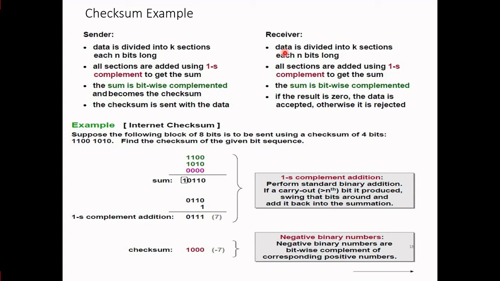At the receiver side, data is divided into k sections, each n bits long. All sections are added using one's complement to get the sum. The sum is bitwise complemented. If the result is 0, the data is accepted, otherwise it is rejected. Take one example. Here we have a string 11001010. So we can easily divide it into two parts of 4 bits. So 1100 and 1010.